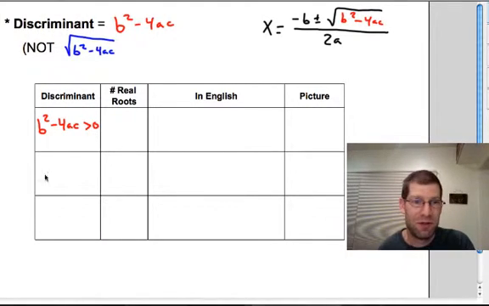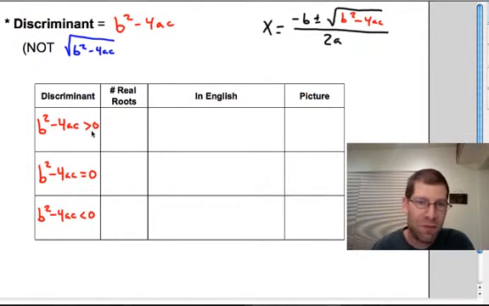So that'd be one possibility. Second possibility is going to be b squared minus 4ac. Instead of being a positive number, it could be 0. And the last option would be if it were negative, so b squared minus 4ac could be less than 0. So positive, equal to 0, or less than 0.